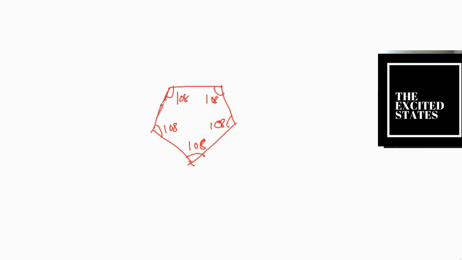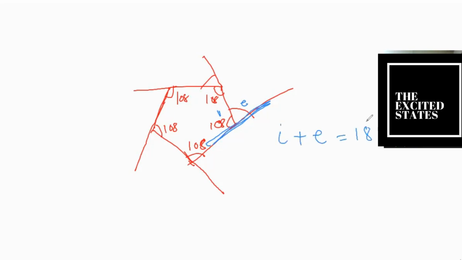Now, what can you say about an exterior angle of a pentagon? If you extend the side, this will become the exterior angle, right? These are all the exterior angles. Now see the interior angle and the exterior angle. They are making a straight line. So the interior angle plus the exterior angle of any polygon is equal to 180 degrees. Are you getting this? So what will be the exterior angle of a regular pentagon?